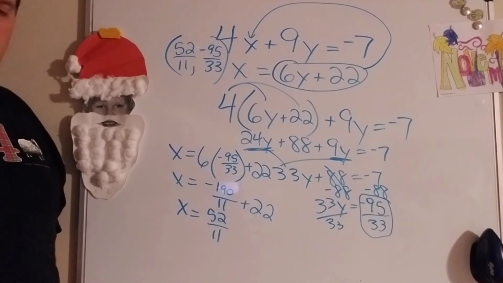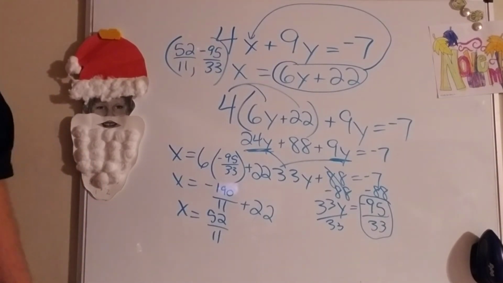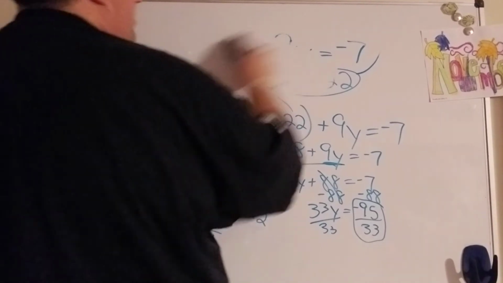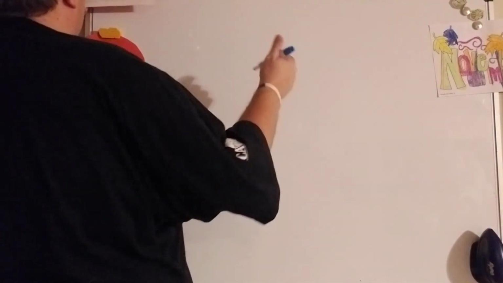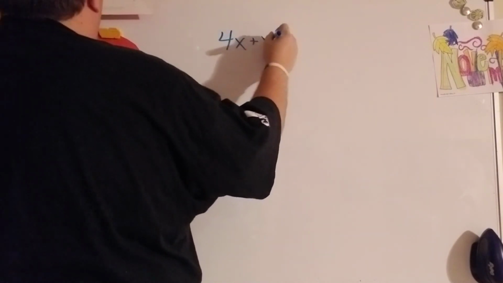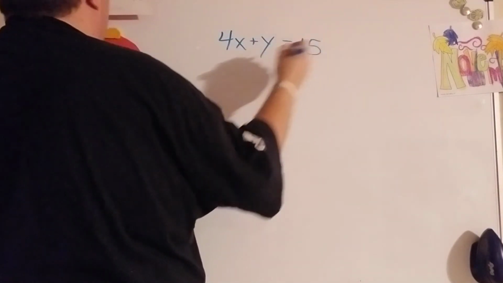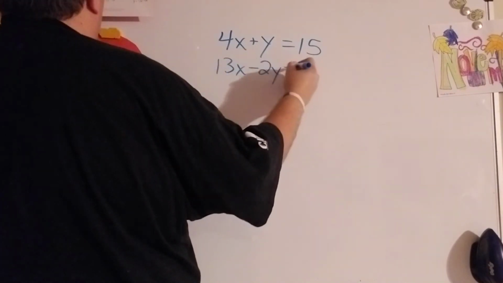All right. I got one more for you. We'll talk about that one, and then you're good to go. Hopefully I didn't screw this one up when I was writing it down. All right, we got 4x plus y equals 15. And I got 13x minus 2y equals 12.